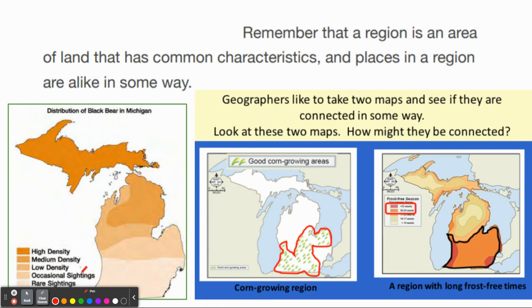This first one is about where you find bears. And then the second one just says sometimes they like to look at 2 different maps and see if there's a connection. And what do you think? Is there a connection between corn growing region and a long frost free? It means it stays warmer, they get frost sooner in the lighter colors. Do you think there's a reason that the corn grows where it's warmer longer? Just something to think about.